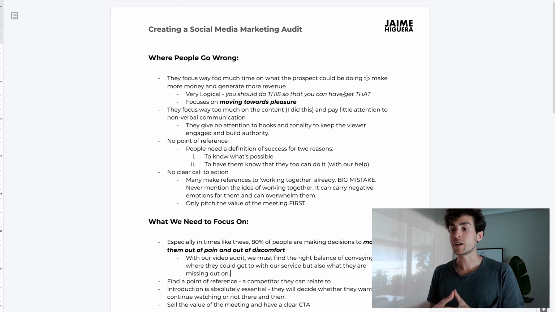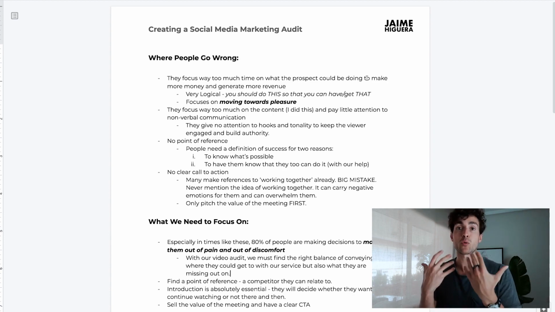You need to understand that people need a definition of success for 2 reasons: to know what's possible and to have them know that they can do it too, with, for example, your help as an agency, right? If, for example, someone told you about social media marketing agency, but you never saw someone or heard of someone who was absolutely crushing it with the agency model, then you probably wouldn't even look into it, because you need a point of reference. You need kind of like a proof of concept to really see the potential of this and understand that you can do it too, right?